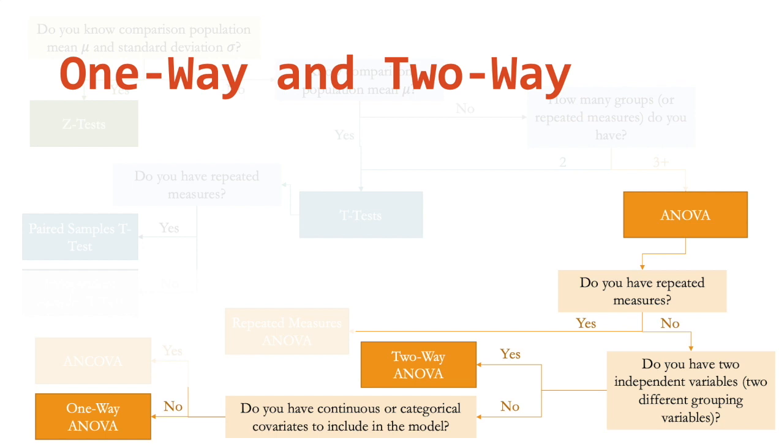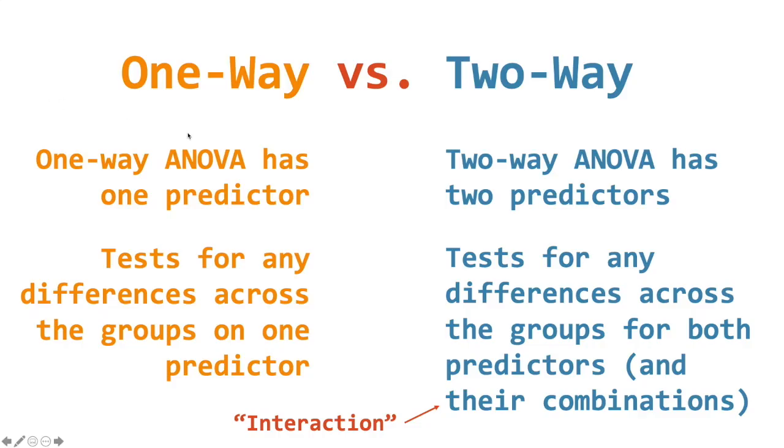When it comes to ANOVA, there's one way and two way. The example we walked through really briefly looked a lot more like one way. We were just talking about a single variable with 3 different levels, but we might have 2. A one-way ANOVA has just one predictor and a test for any differences across the groups on that one predictor. The two-way ANOVA has two predictors, and it tests for any differences across the groups for both predictors and their combinations.